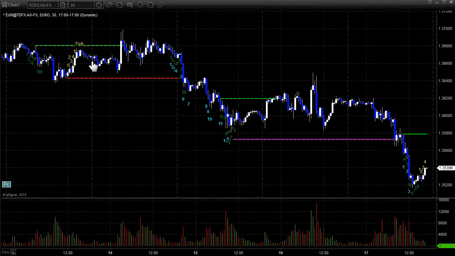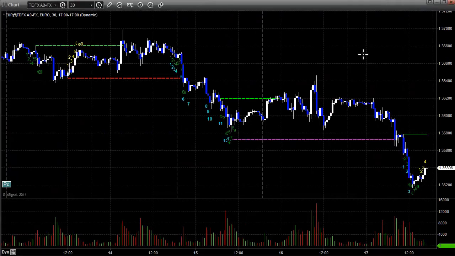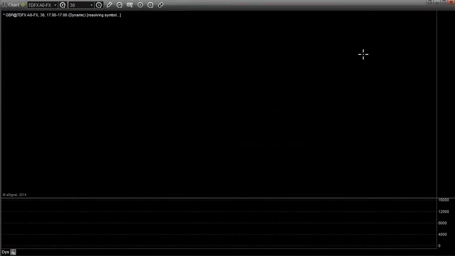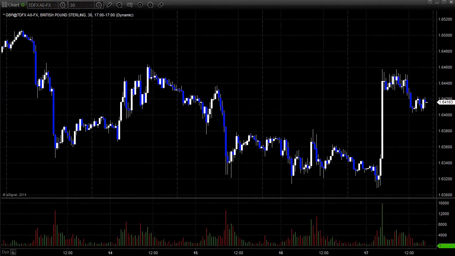Monday was very flat, Tuesday was very flat, got a little movement Wednesday, Thursday very flat, Friday very flat. And if I look at the pound, here's what you get on the pound for the week. That one's got almost, we call it 180 also.